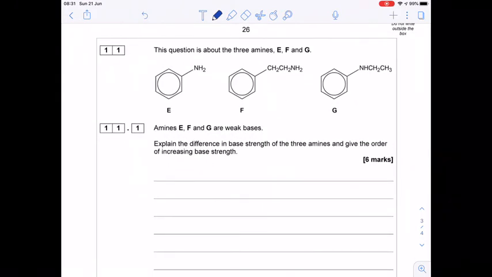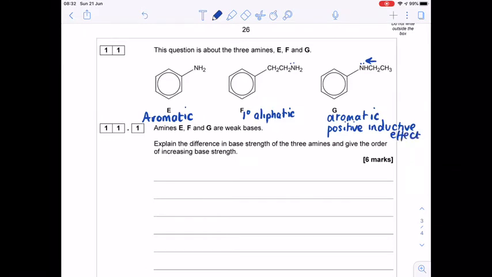So we can see what our examiner's trying to go on about. The question is about three amines, E, F and G. If I look at E, I can see that E is an aromatic amine, and that F, although there's a benzene ring in all of these, F is truly aliphatic. The N is on the end of the ethyl group, so it's a primary aliphatic. But G is a bit confusing because it has the N directly attached to the benzene ring, so it is aromatic, but it has also got an ethyl group, so it does have the positive inductive effect of an aliphatic. So it's got both. It's got some sort of push from one side and a pull away from the other side.